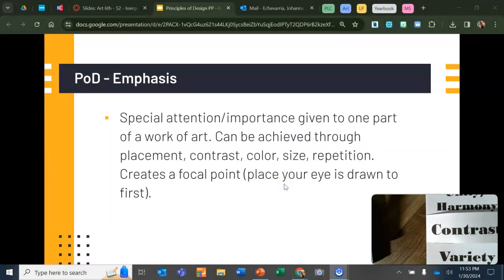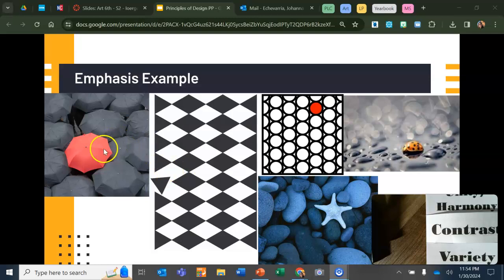Next up is emphasis, special attention or importance given to one part of an artwork. It can be achieved through placement, contrast, color, size, and repetition. It creates a focal point, the first place your eye is drawn to. So in this case, first place is to this triangle here, to this red spot, to the ladybug, to the light blue starfish. This is low contrast, but it's still contrast. But it's also emphasis because it's still standing out.